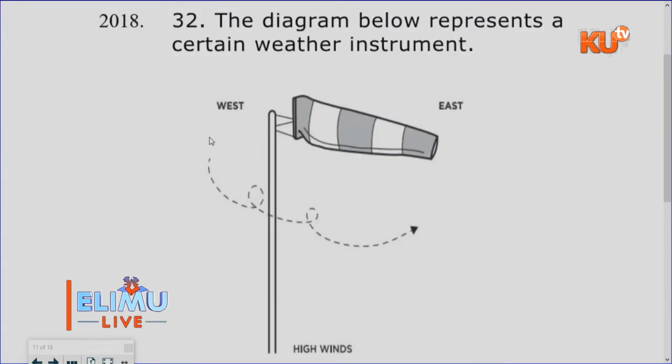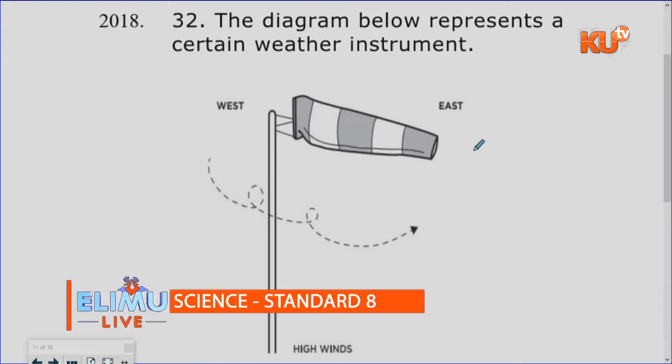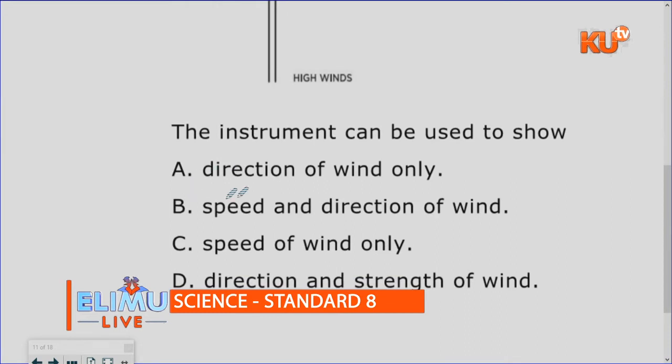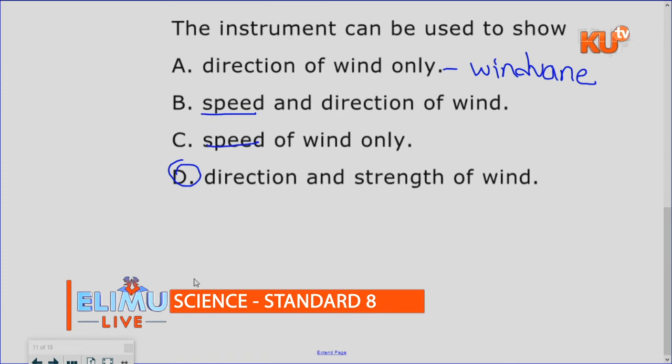So we have this, a windsock. First of all, you identify what type of weather instrument it is. It's a windsock. So having identified it's a windsock, you can now answer your question. So we have direction of wind only. This one you can say it is a wind vane. Speed and direction of wind, we don't measure speed of wind using a windsock, so that is wrong. Speed only, we don't measure speed using a wind vane. So the right answer is direction and strength of wind.